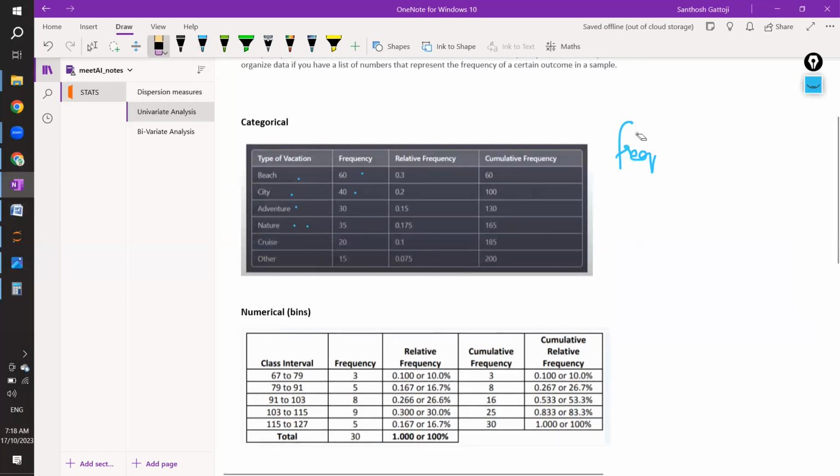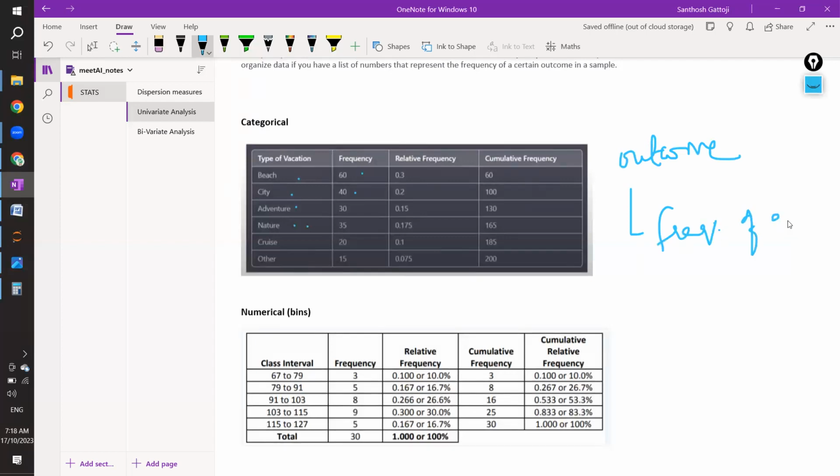I said outcome and its frequency, right? For any event you will have two things: outcome and frequency of each outcome. Agree? Frequency of each outcome. Here also, outcome, frequency of each outcome. Simple. This is for categorical.